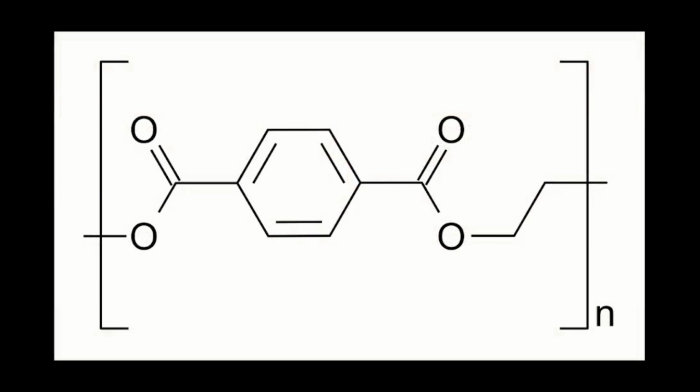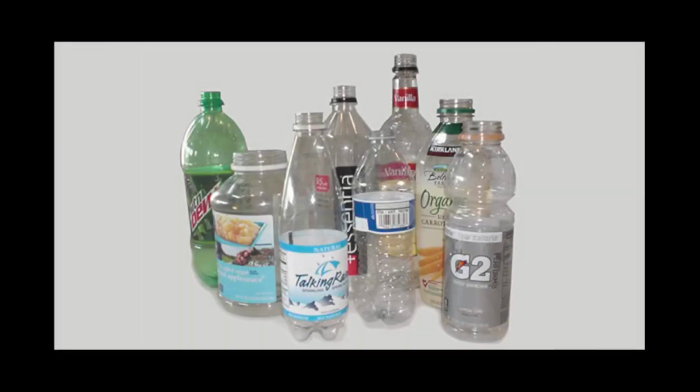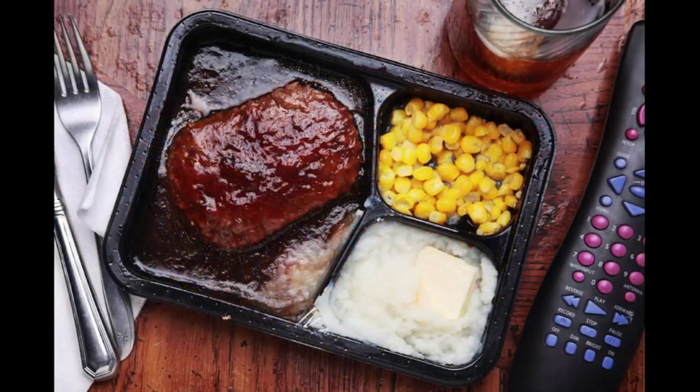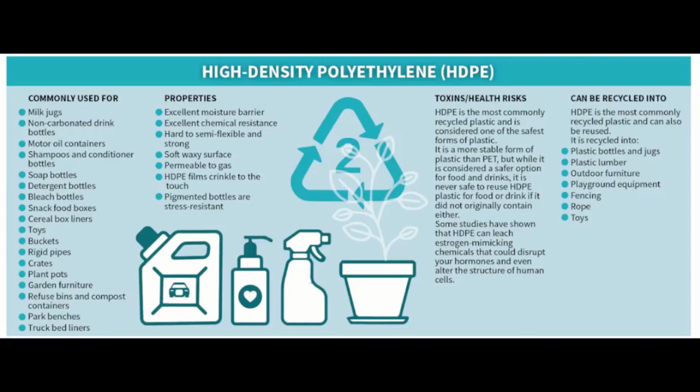This is the structure of the monomer used to make PET. You can see the aromatic ring in the middle, which gives the polymerized plastic a more flexible nature. Some examples of PET products are water bottles and juice jugs, fruit containers, and TV dinner trays.